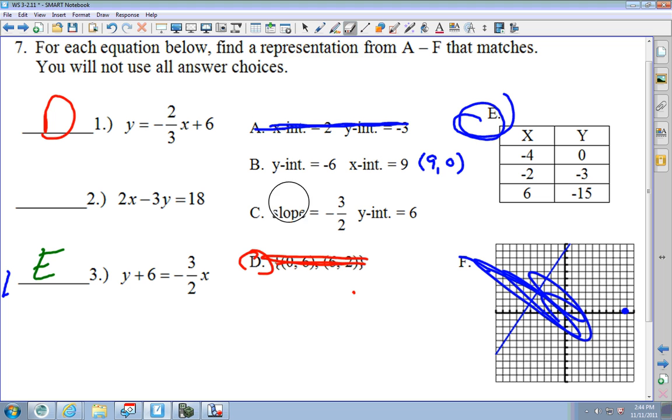Now, let's see if the y-intercept is -6. So I cross this out, I get -3y equals 18. I'm going to divide by -3. Y equals -6. Sure enough, my answer is B. That's what you should have gotten.